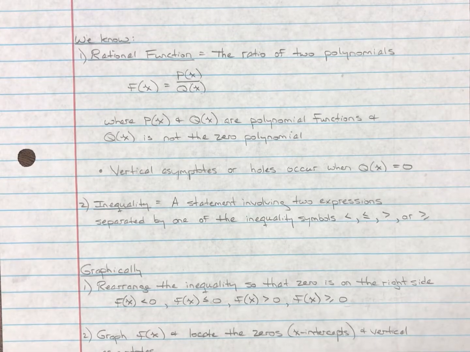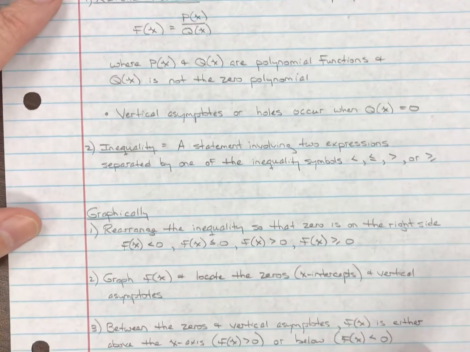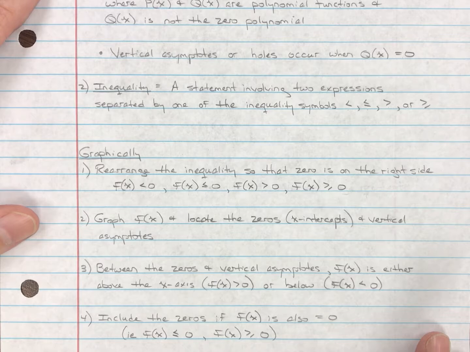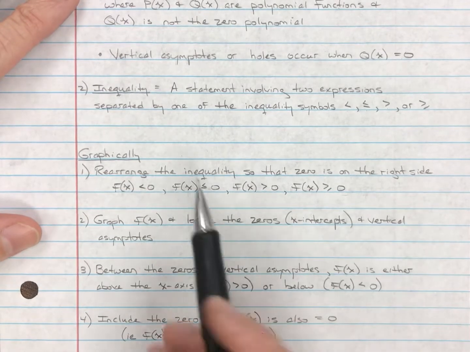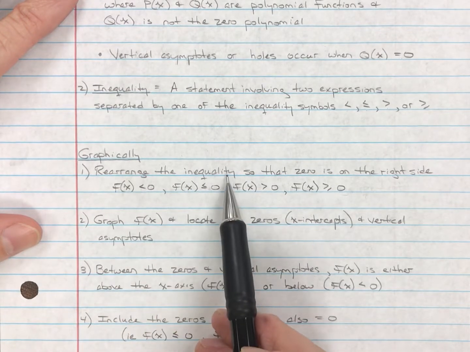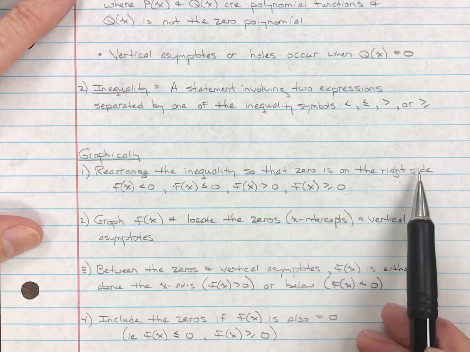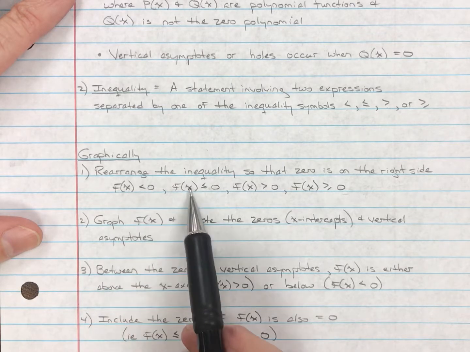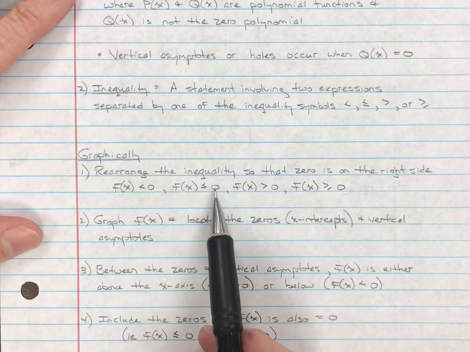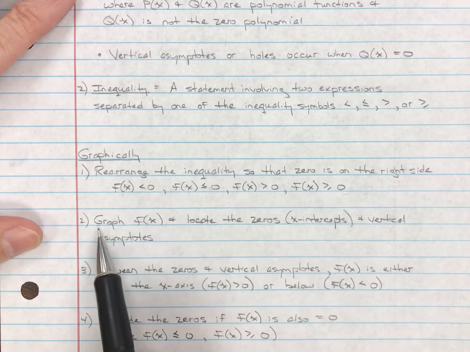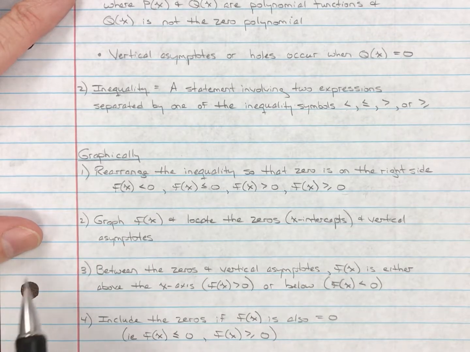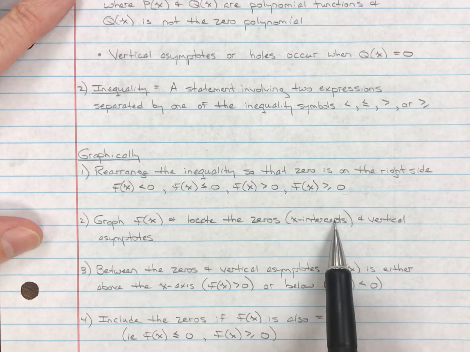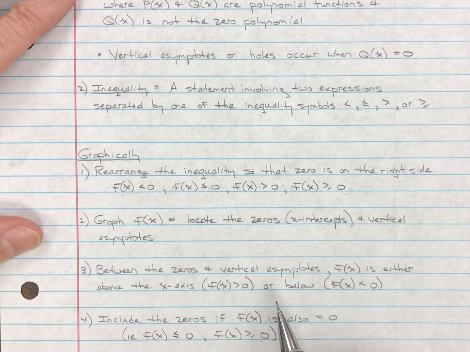Graphically, it's very similar to what you saw when we did polynomial functions. The steps are very much the same. Step 1, rearrange the inequality so that 0 is on the right side. You're going to wind up with something like f of x less than 0, f of x less than or equal to 0, etc. Step 2, graph it, and locate the zeros, the x-intercepts, and the vertical asymptotes.